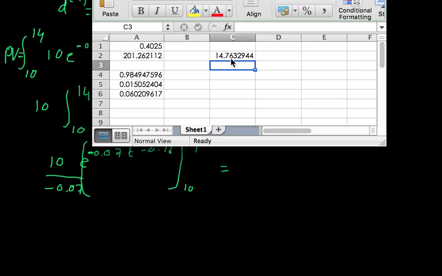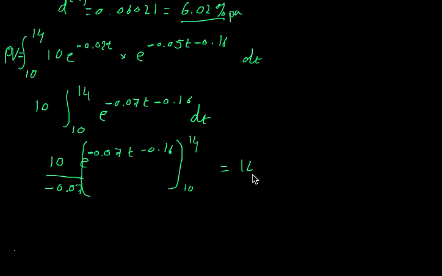And all of that is equal to 14.76329. So 14.76 is what we got. That looks pretty good, and that should be the right answer.